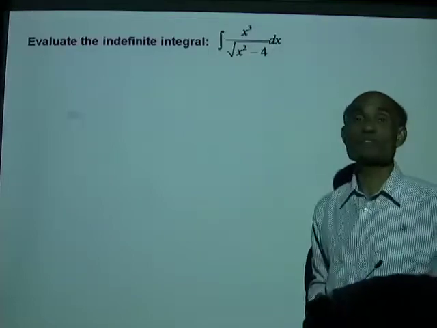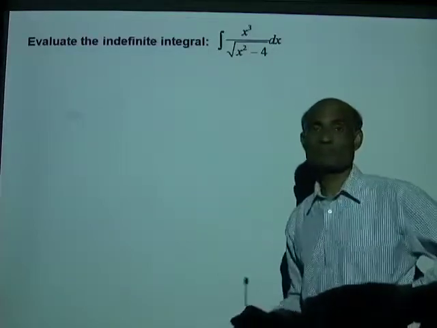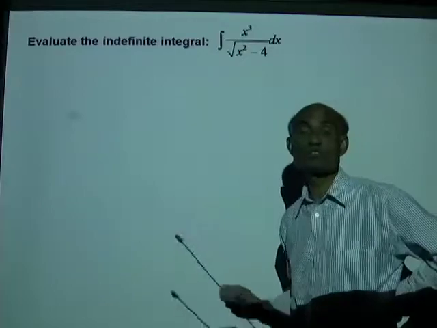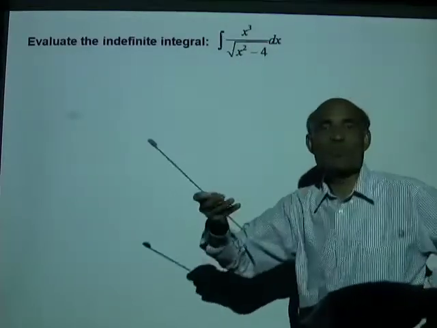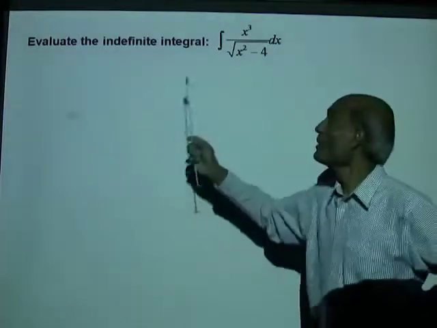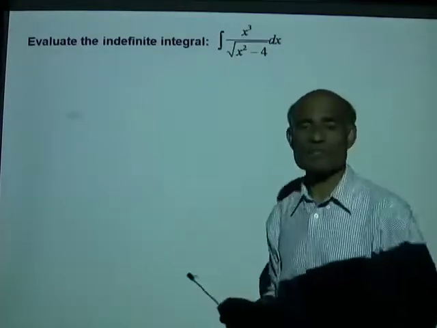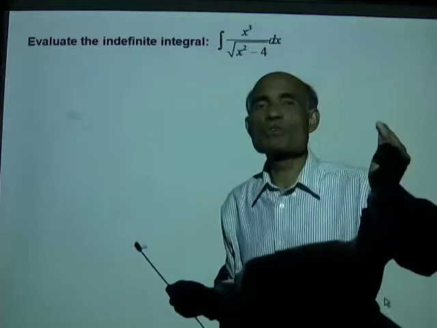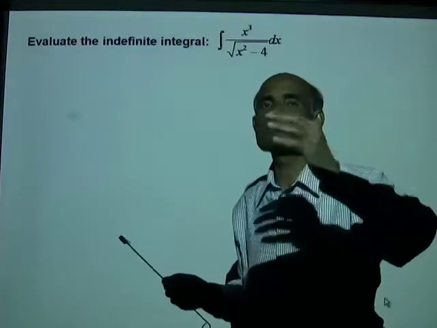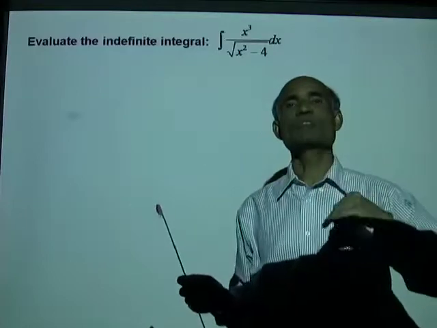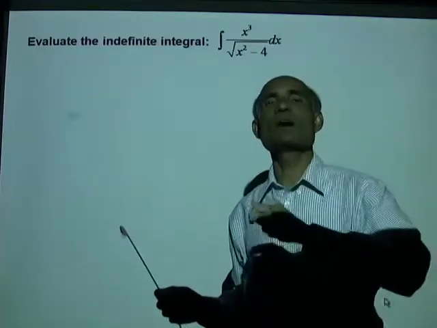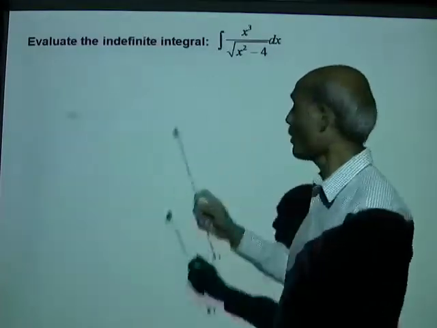x squared minus 4 dx. Alright, I want you to look at the square root quantity. That is what is going to give you the clue. What form is this? I have given you three forms: square root of a squared minus u squared, square root of u squared minus a squared, and square root of a squared plus u squared. Which form is this?